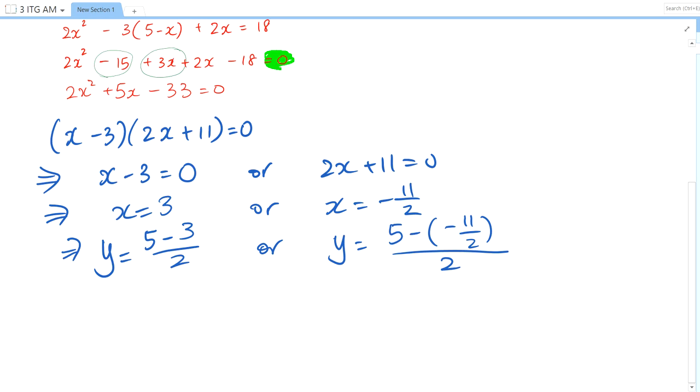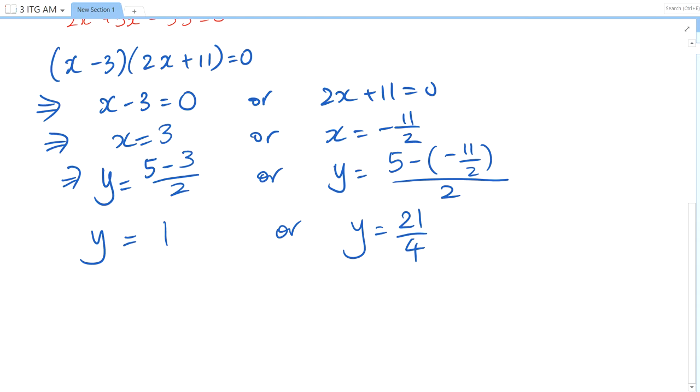Okay? This is clearly 1. Or y equals to 5 plus 11 over 2 is 21 over 2, over 2, 21 over 4. Correct? Is this the answer at the back? Okay, so now I've got my x and y values. I've got 2 x values, I've got 2 y values. How should I present my work?